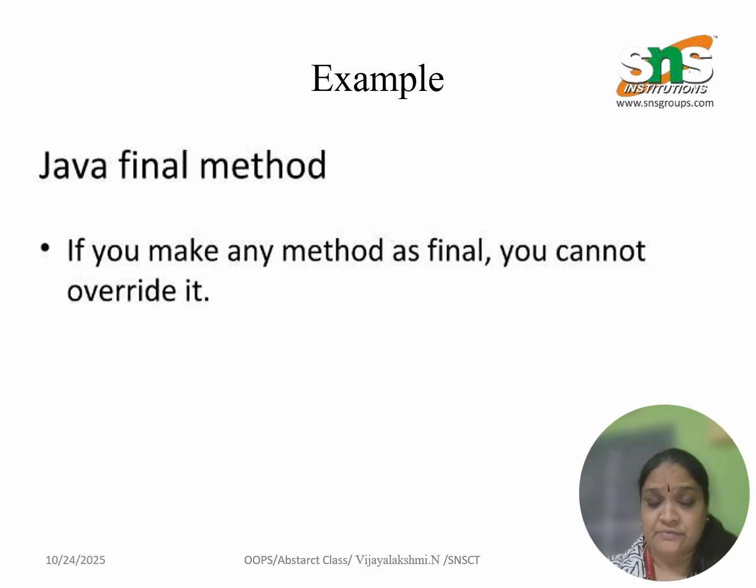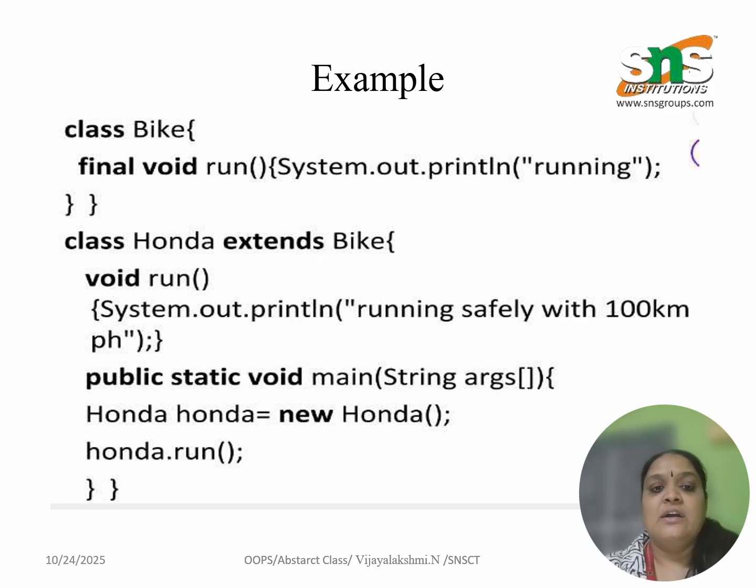So if you make any method final, that method cannot be overridden by any other method. So let me have a look into it. You have a class bike, and you mention the method void run, and class Honda, which extends bike, and you have declared the method void run as final. So once you declare any method as final, it cannot be overridden by any other class. And I'm trying to override this void run method within another class, which is not possible. So that's what we are trying to say here.